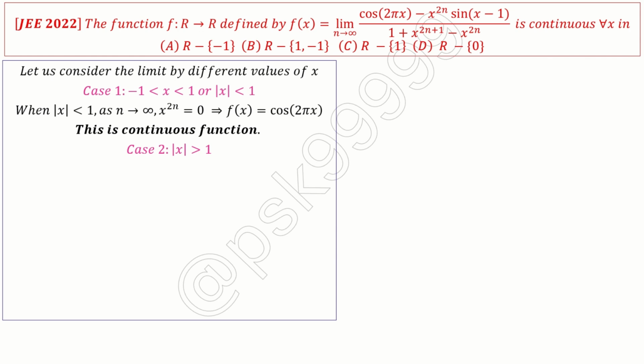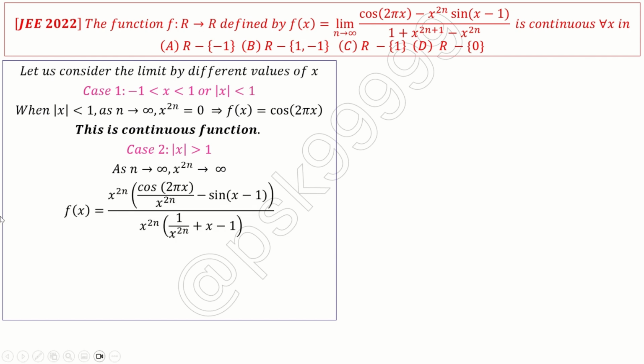Let's take modulus of x greater than 1, which means what I am covering is minus infinity to -1 and 1 to infinity. Okay, not 0. Remember, not between -1 and 1. So as n tends to infinity, x to the power of 2n, because x is now greater than 1, will become infinity. So what I need to do is take x to the power of 2n common from numerator and denominator and then cancel them. Correct?